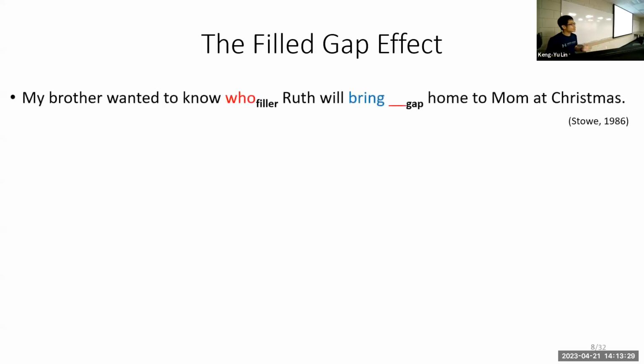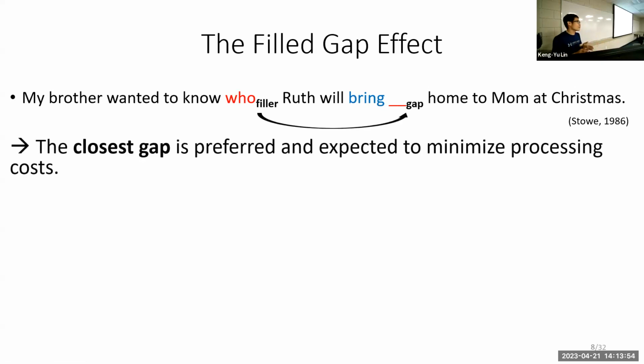So let's talk about the filled-gap effect. The filled-gap effect is a special phenomenon in WH dependency sentences. So just now we talked about WH dependency sentences, such as "my brother wanted to know who Ruth will bring home to mom at Christmas." When we read this sentence, upon encountering the WH word, we are expecting the WH word to fill the closest gap, which is the position right after the verb bring, right? So according to the memory-based model, the closest gap is preferred and expected because it can minimize the processing cost.